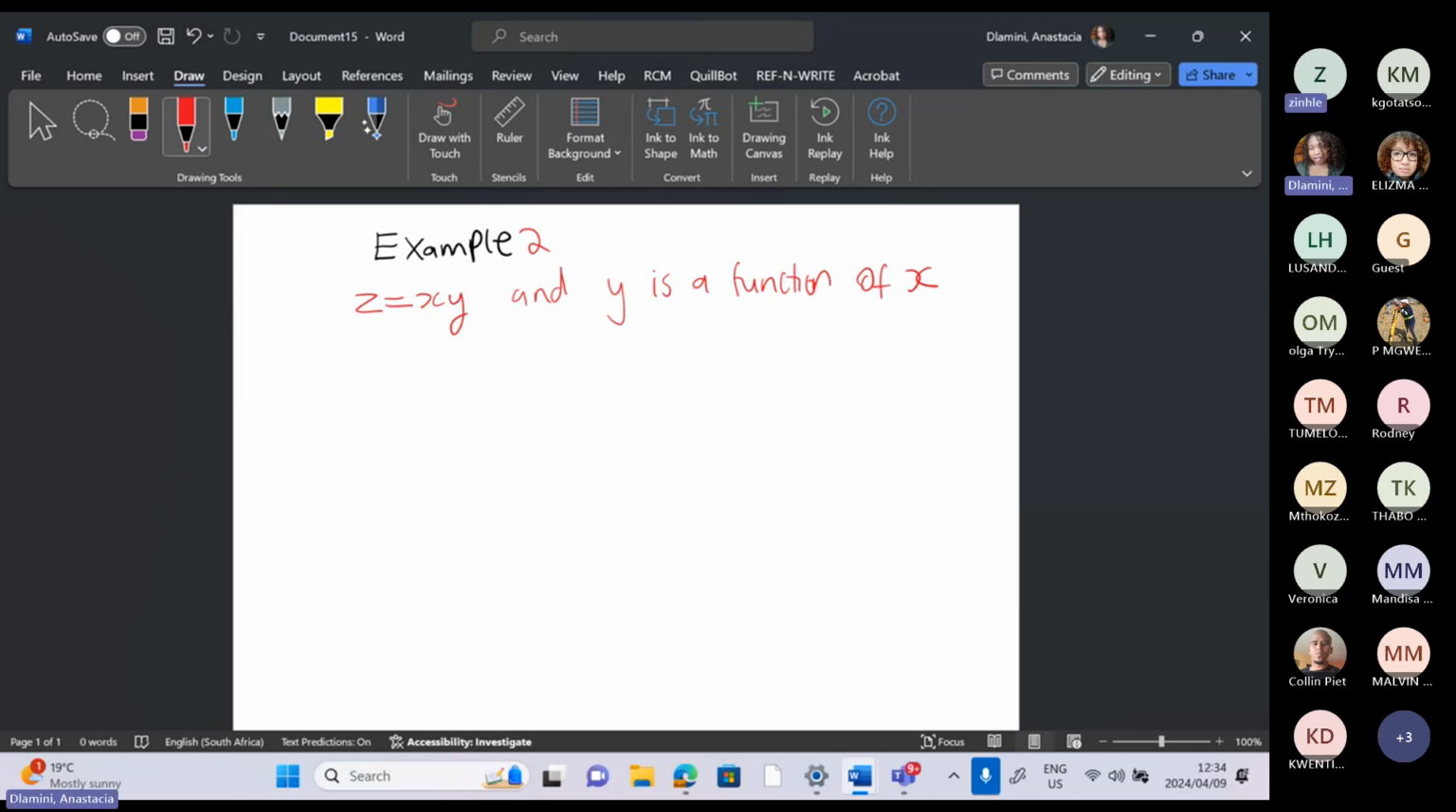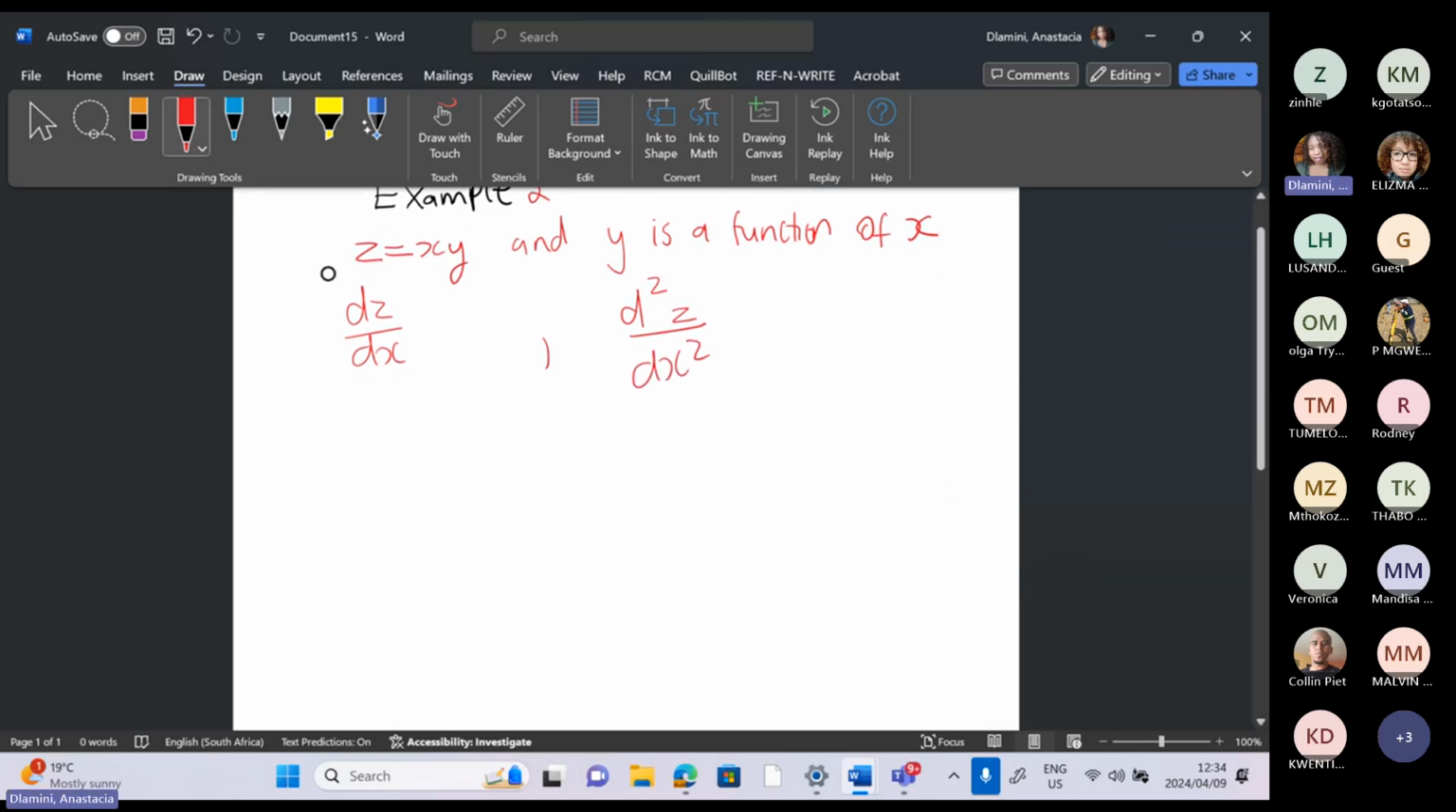So now they want us to find dz over dx, and d squared z over dx squared. So let's differentiate. Can I please have the derivative of z with respect to x? How do you read this? The derivative of z with respect to x. Differentiating z with respect to x, that's what you're saying here. Okay, can I please have an answer to this?